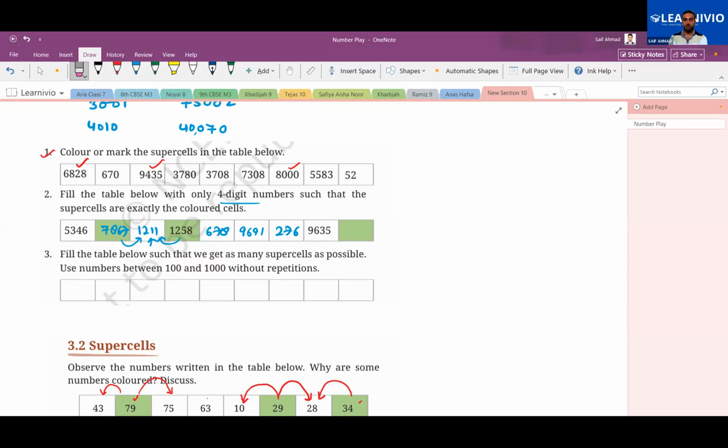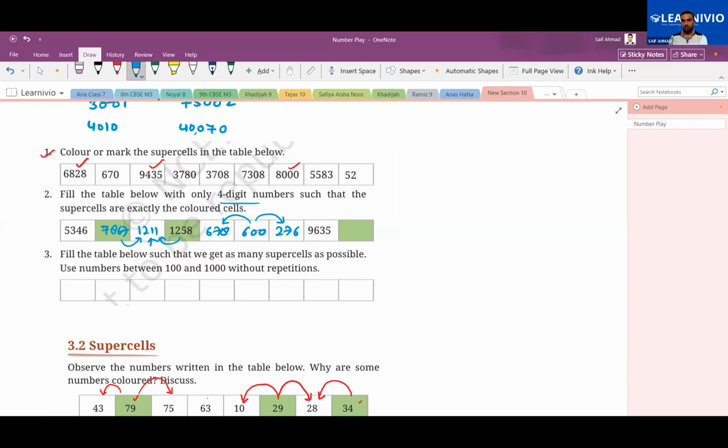What number should be placed here? Tell me. 34. You have to put a number, for example, 600. So it's not larger than this, only this. So it remains uncolored. Understood?